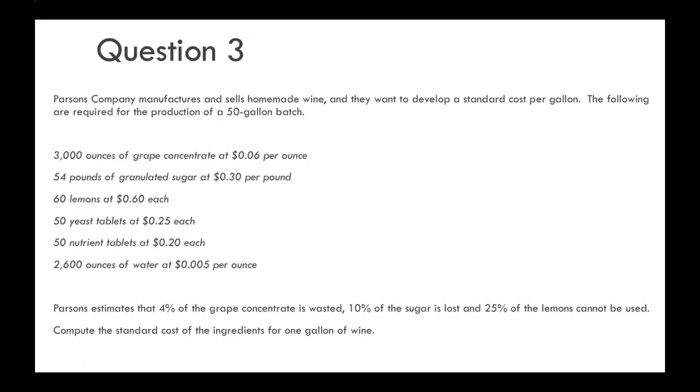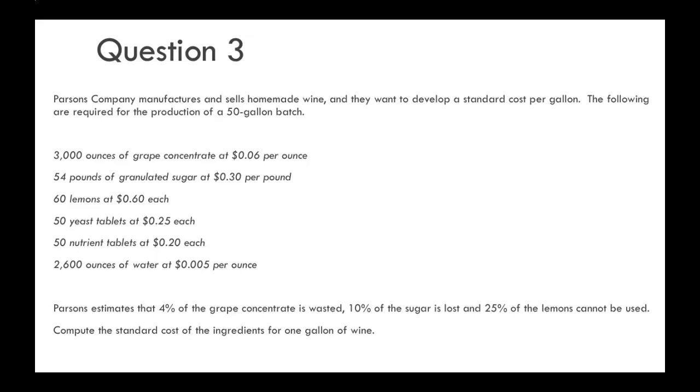Then it tells us Parsons estimates that 4% of the grape concentrate will be wasted, 10% of the sugar is lost, and 25% of the lemons cannot be used. We need to compute the standard cost of the ingredients for 1 gallon of wine. So I would recommend taking a picture of the screen right now, so that way you can reference back to it as we prepare our table that we're going to make to try and figure out the standard cost.